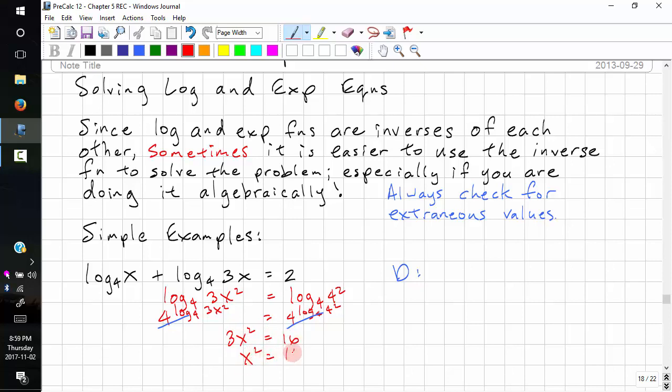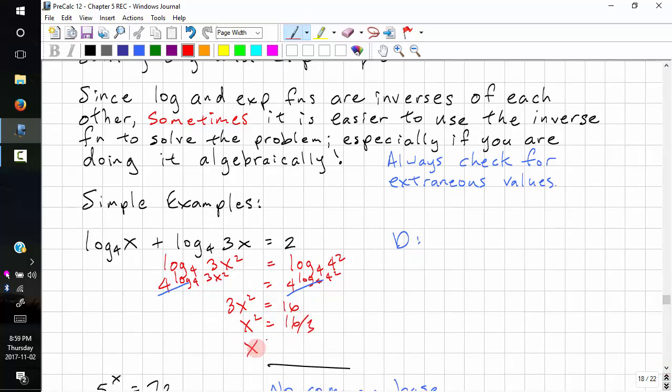So x squared equals 16 over 3, and x equals plus or minus 4 over square root 3. It's best to rationalize the denominator, so we need to multiply by root 3 over root 3. And we get plus or minus 4 root 3 over 3. And negative 4 root 3 over 3 is extraneous. We know this because if we look at the original equation, the domain is x is greater than 0. This is negative, so it's not greater than 0, therefore it's extraneous.